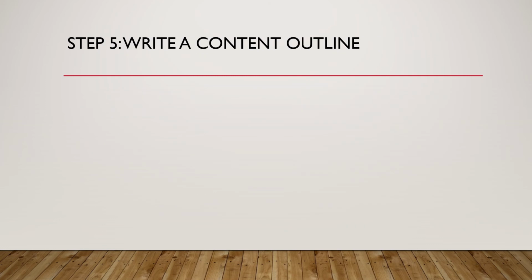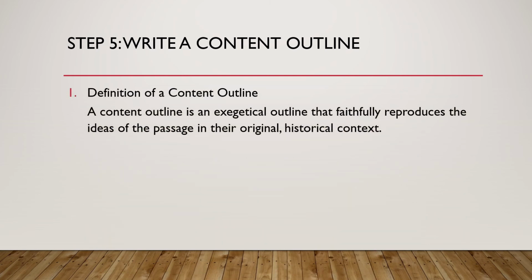So step number 5 is a content outline, and I want to show you how I would go about doing this and define what it is. So first of all, let's talk about a definition of a content outline. I would call it an exegetical outline that faithfully reproduces the ideas of the passage in their original context, or the original historical context. We're not trying to be fancy or creative here. We're just simply trying to reproduce the ideas in a structure, following the structure of the passage.